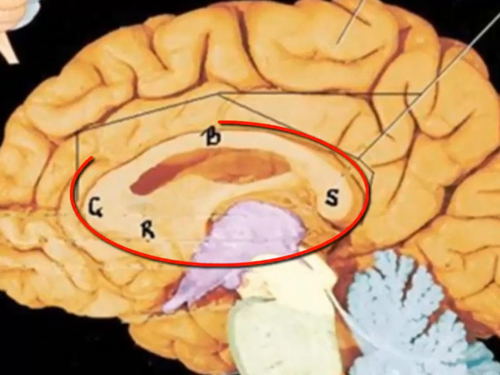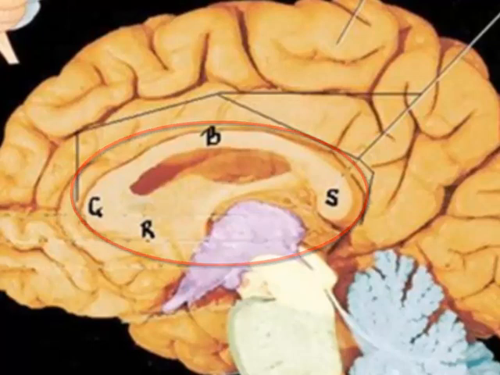This arch of specialized tissue enables communication between the two halves of the cerebrum and is the largest, densest white matter structure in the brain.